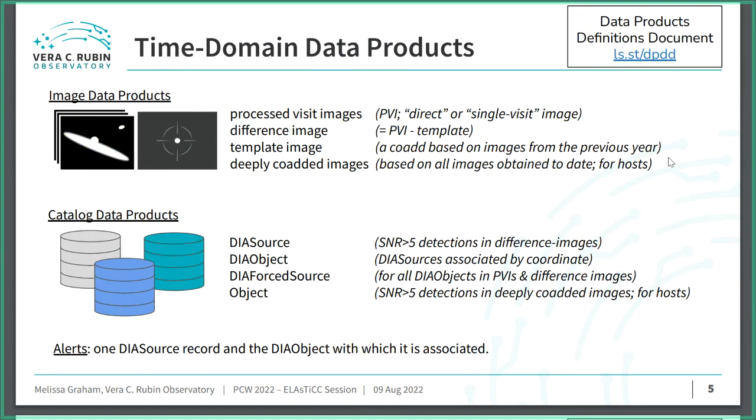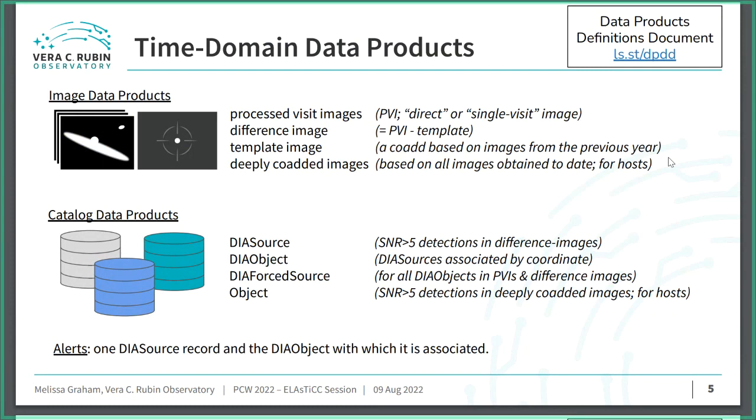They are all in the DIA object. There will also be a DIA forced source catalog, where forced photometry is done on the difference image at the location of every DIA object. So you might have a variable that only sometimes becomes a DIA source, because only sometimes we can detect it at a signal to noise ratio greater than 5.